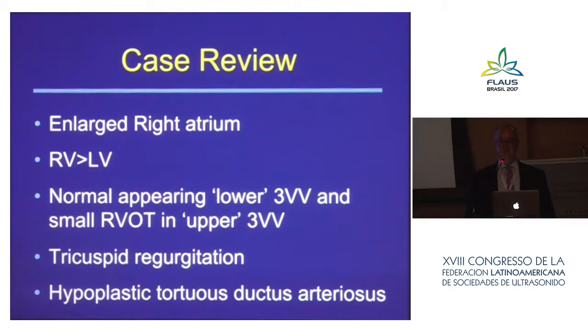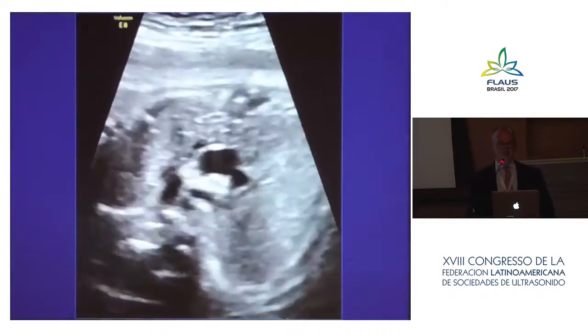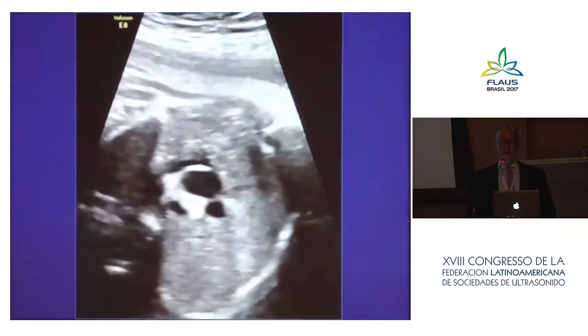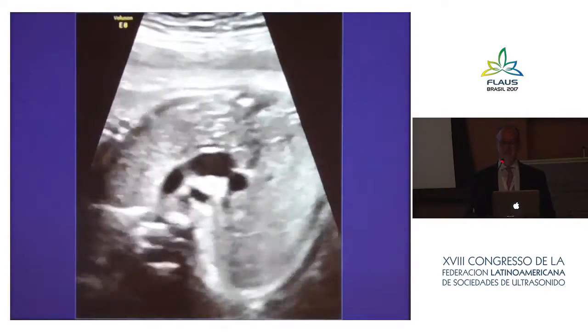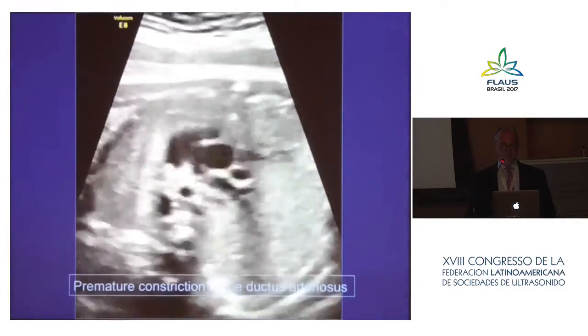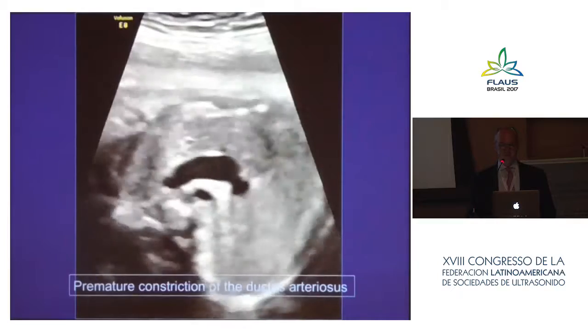We have very significant tricuspid regurgitation and a hypoplastic and very tortuous ductus arteriosus. We'll come to find out the patient was taking ibuprofen, Motrin, which is something you don't want to take in pregnancy, and had premature constriction of the ductus arteriosus.